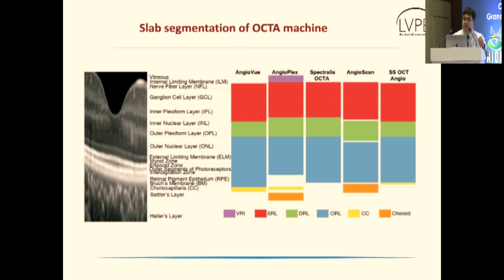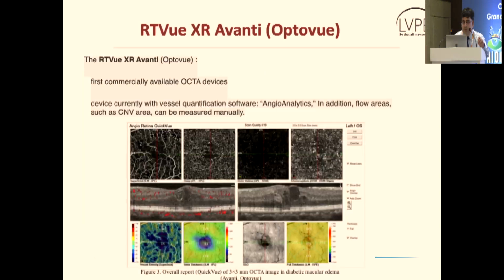So an AngioPlex would segment it in a different way, and there will be subtle differences in what they call RPE, what they call inner retina, and what they call outer retina. So these subtle differences are there between all 4 machines, and one should very carefully interpret scans from one machine against another machine.